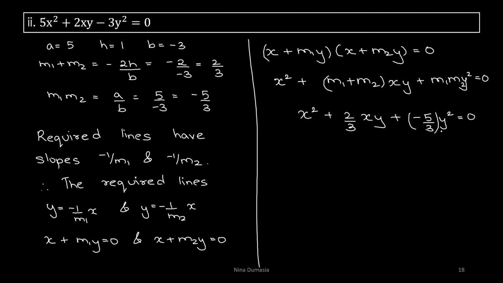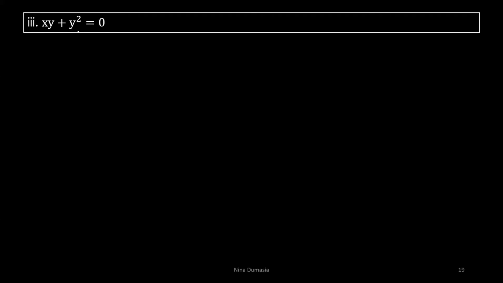Okay. Now we just have to multiply by 3 throughout and therefore we get 3x square plus 2xy minus 5y square is equal to 0. Okay. And this is the combined equation. Now let us look at the next part. We have xy plus y square is equal to 0. हम लोग, so now here also we do the same thing.